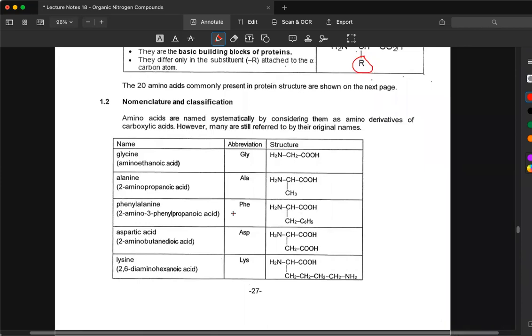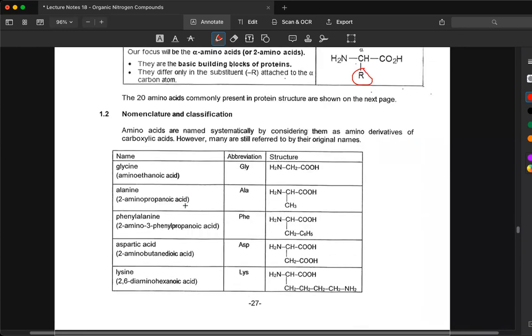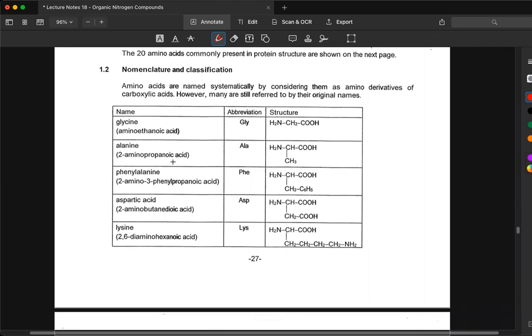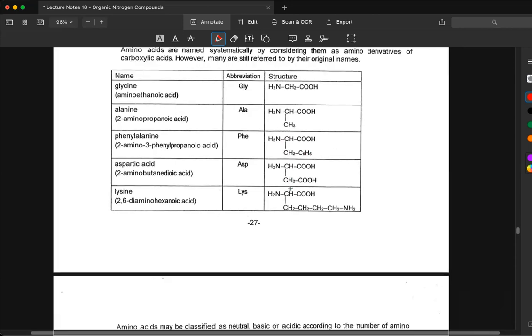Okay, so let's go through the nomenclature of the amino acids. The first one, aminoethanoic acid. 2-aminopropanoic acid. 2-amino-3-phenylpropanoic acid. 2-aminobutanedioic acid. 2,6-diaminohexanoic acid.